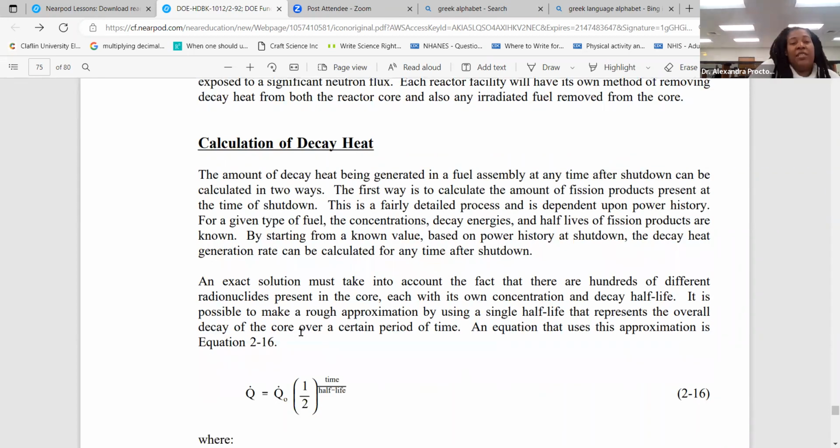So the amount of decay heat being generated by a fuel assembly at any time after shutdown can be calculated in two ways. The first way is to calculate the amount of fission products present at the time of shutdown. And this is a fairly detailed process and it's dependent upon the power history. For a given type of fuel, the concentrations, the decay energies, and the half-lives of fission products are known. By starting from a value based on the power history at shutdown, the decay heat generation can be calculated for any time after shutdown.